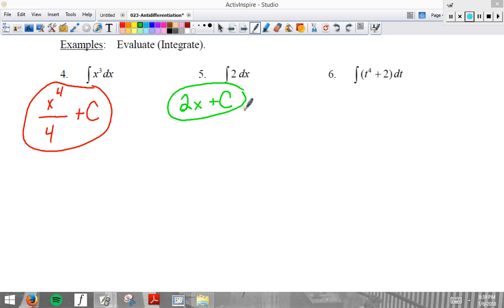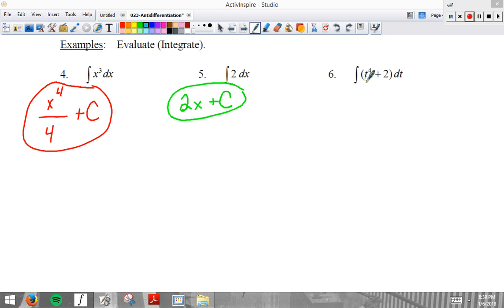If you need help, check the derivatives. Bring down the 4. 4 divided by 4 would go away. Subtract 1, back home. Derivative of 2x, 2. Derivative of c, 0. Okay, this one, we are basically just going to go straight through taking the integral.